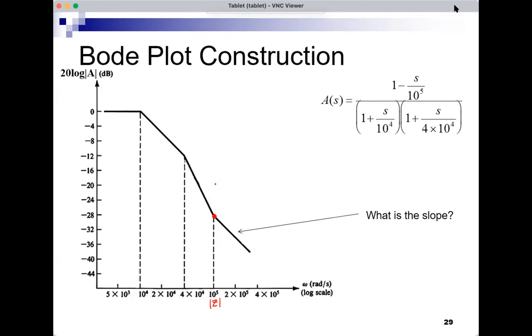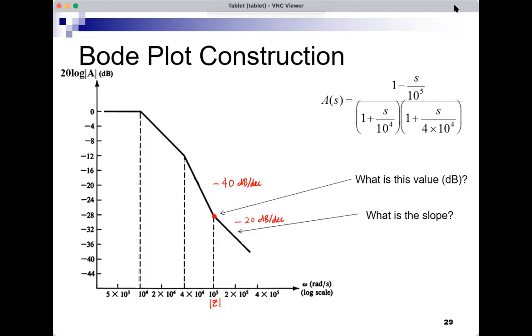So here before the zero, the slope was minus 40 dB per decade. And right after the zero, I get minus 40 plus 20, and I'm back at minus 20 dB per decade. All right, so this line after the zero has the same slope as the line between omega p1 and omega p2, while this line has minus 40 dB per decade slope.